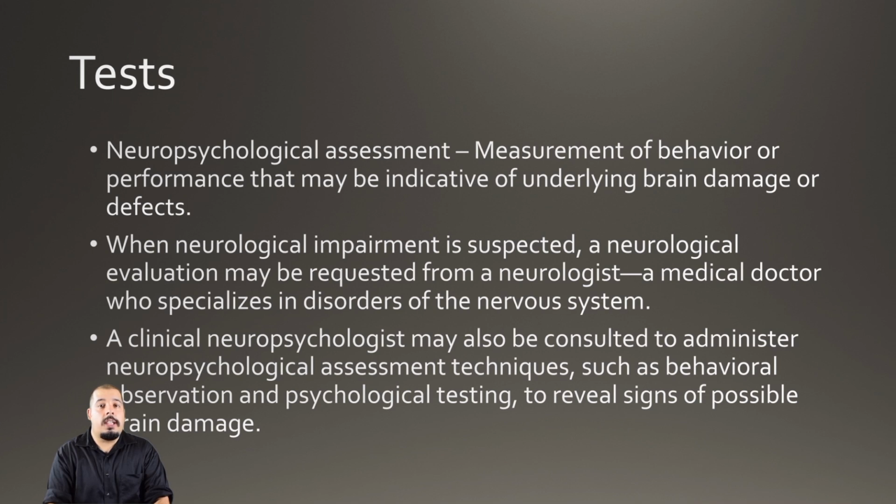Moving on to other types of testing. As we all know, the brain controls our behavior and cognition. Where there is damage, this may cause neurological damage, which in turn can cause abnormal behaviors. Neurological assessments can determine if the causes of abnormal behavior stem from neurological damage. When a behavior is suspected to be a result of neurological impairment, a neurological evaluation is requested for the client, who then visits a neurologist for further testing.